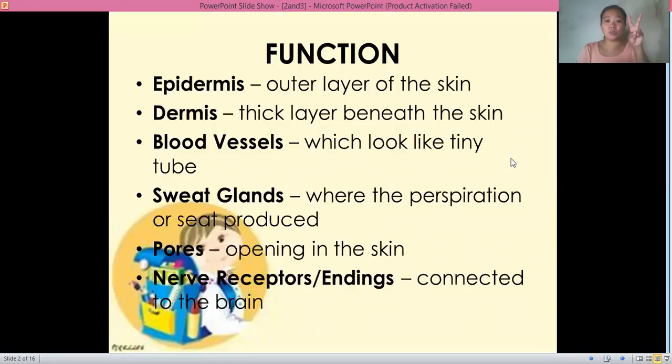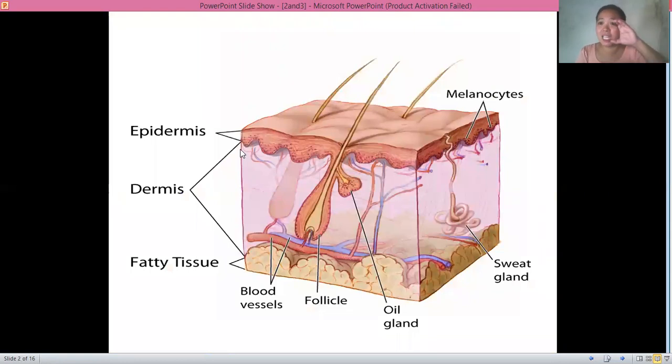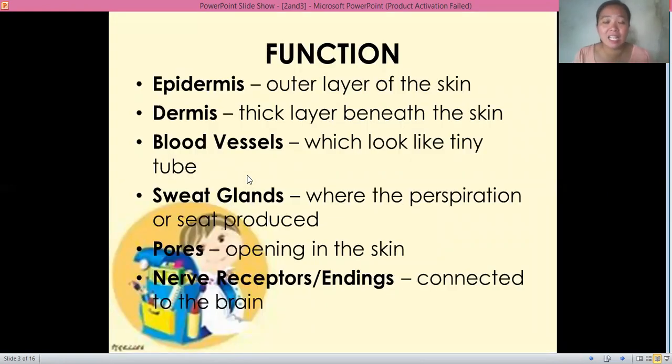Okay, now let's go to part number 2. We have dermis. Can you please read? Very good. This one is the thick layer beneath the skin. So after the epidermis, we have the dermis, the thick layer. So this one is the dermis. Okay? The epidermis is the outer layer, and the dermis is after the outer layer. We have the dermis, the thick layer beneath the skin or inside your skin.